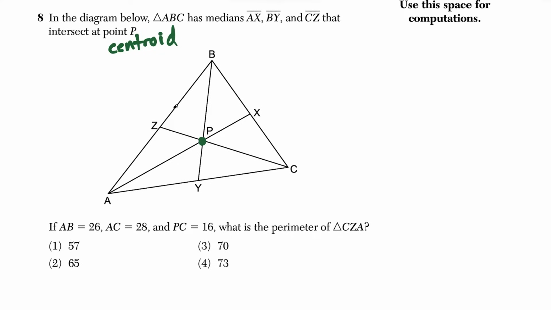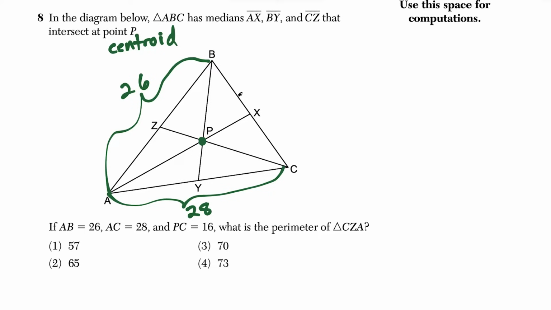And then we have, if AB is equal to 26, so this entire side here is 26. And then we have next, AC is equal to 28, so down here, this entire side is 28. And PC is equal to 16, so we were given this length over here. What is the perimeter of triangle CZA? So let's highlight that. We have triangle CZA, that is this triangle over here. So we want to find this perimeter. So we're going to find the side lengths all around, and we're going to add them all up.